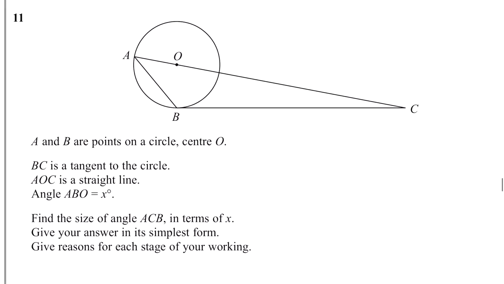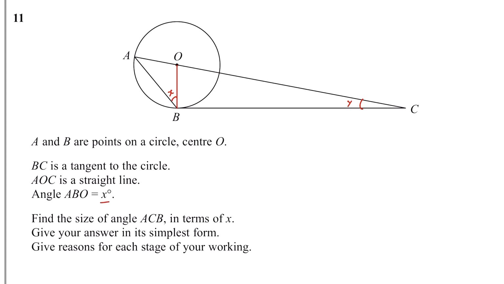Right, I'm just going to zoom into this because it'll make it a little bit easier to work with. So this angle here, find the size, we'll call it y. They want us to work that out. And ABO. So ABO, I'll draw a line there. This is X. We'll call that X because they've told us that's X there.